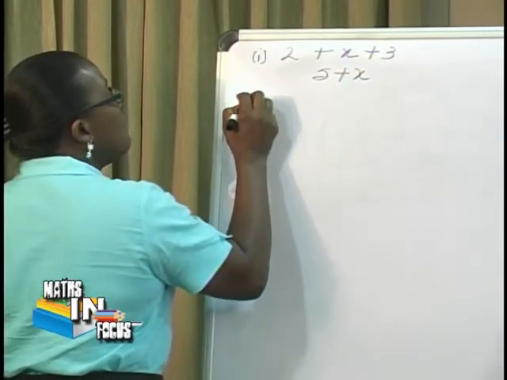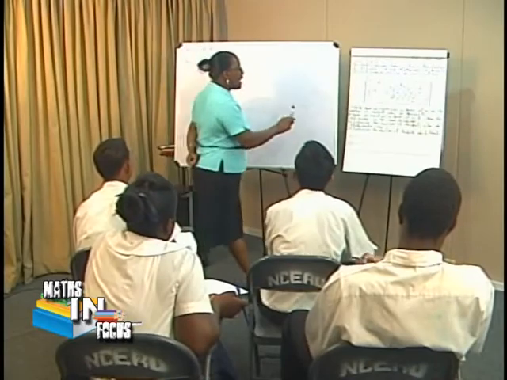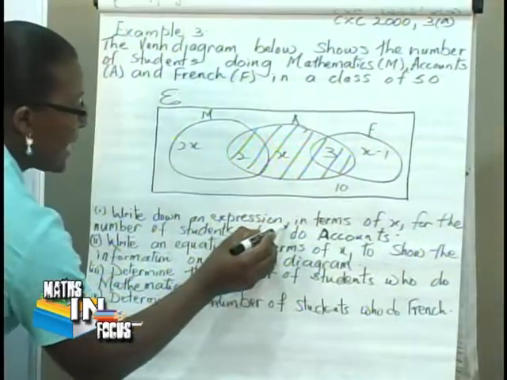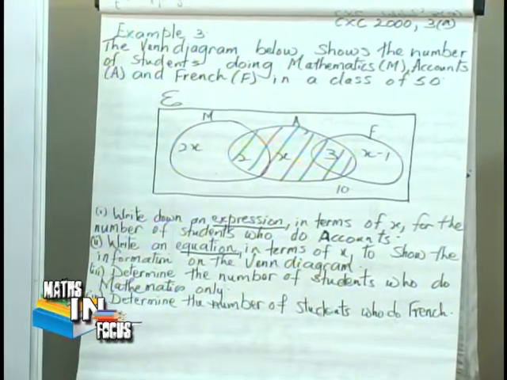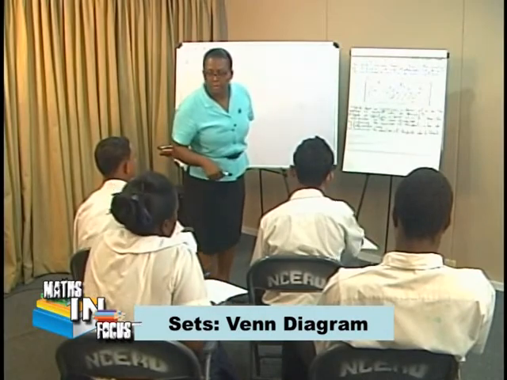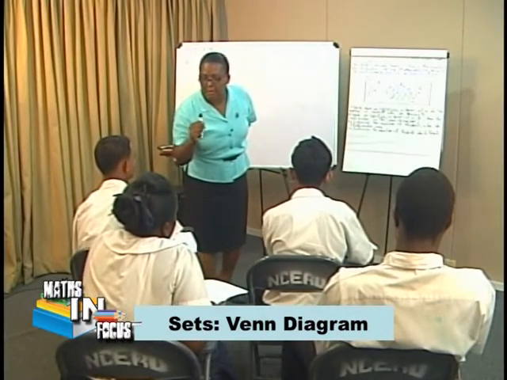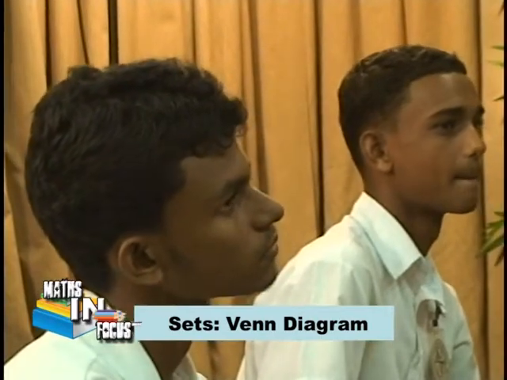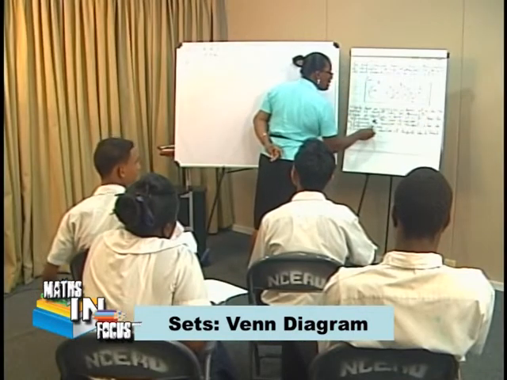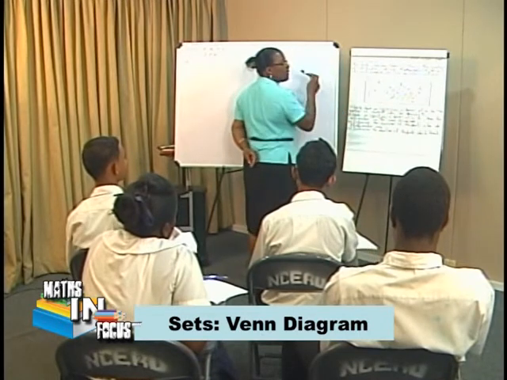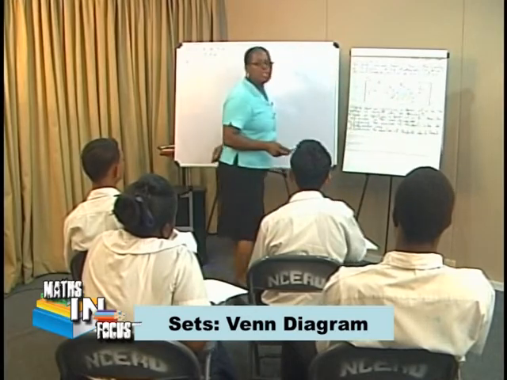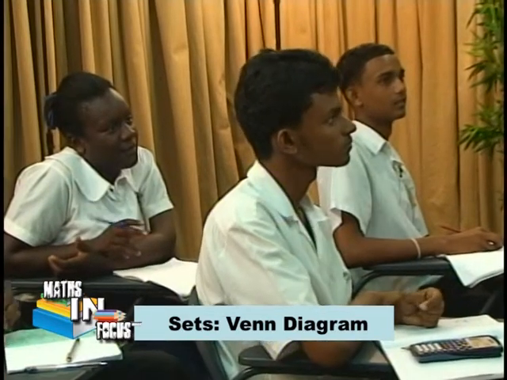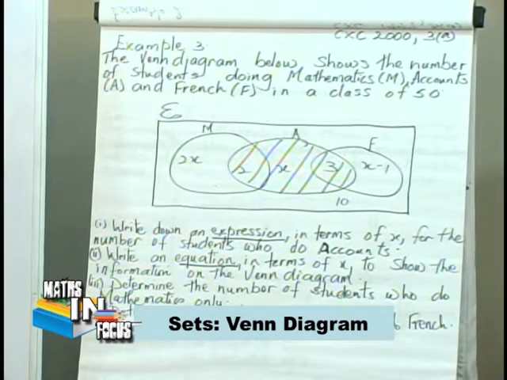The second piece. Write an equation. The first one was an expression. Now they want an equation. So we must see what is in it for it to be an equation. What is that key symbol? Equal sign. In terms of x to show the information on the Venn diagram. So when we look at our equation, we must see everything in here in addition to what? Very good, Quincy. I like that. That's smart. Good. So we know that 50 of them are in the class.